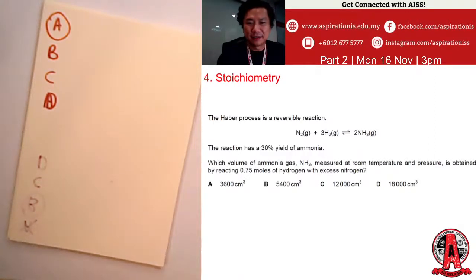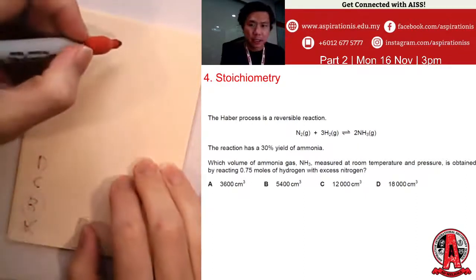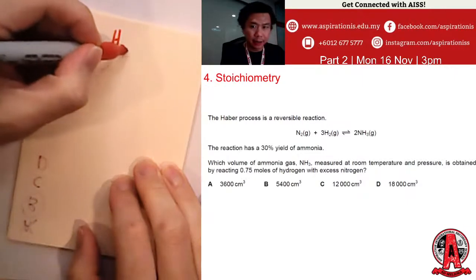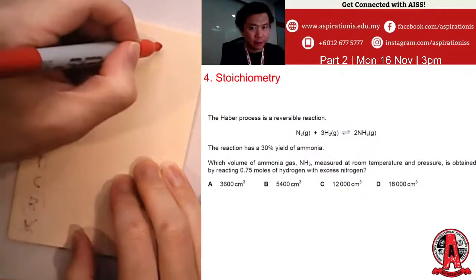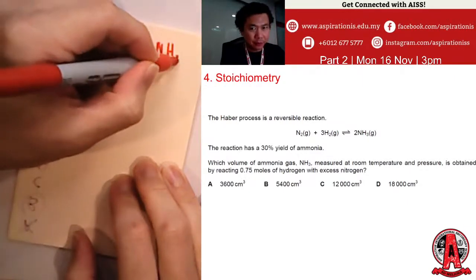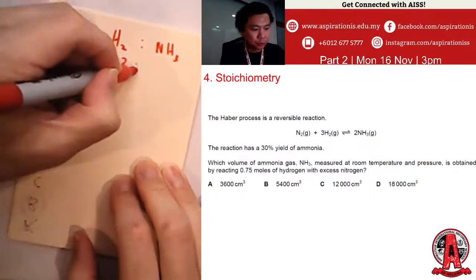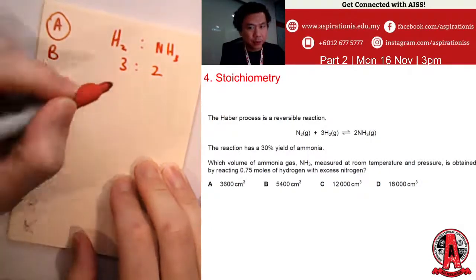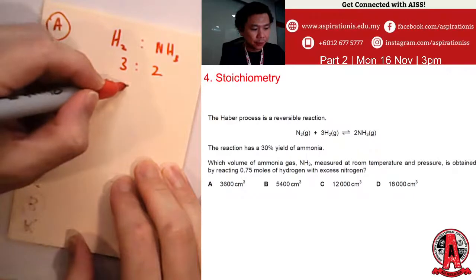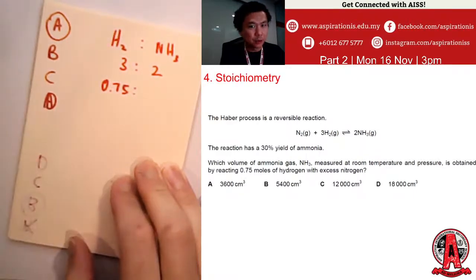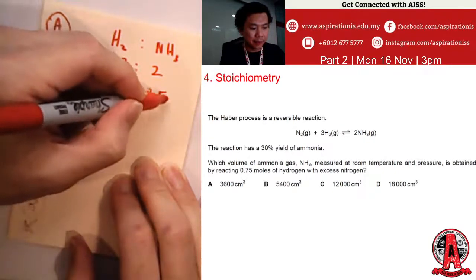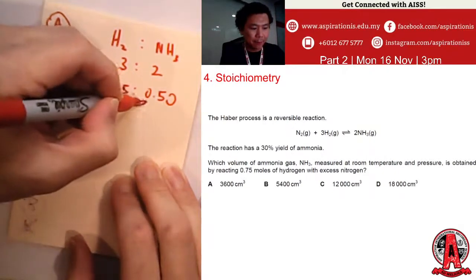Let's see. Look at hydrogen and ammonia. The ratio is 3 to 2. So when they tell you that the moles of hydrogen is 0.75, I hope you didn't go into some major calculation to get the moles, right? So this is 0.5. This is the first step.